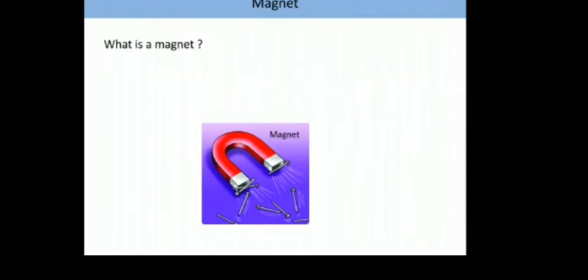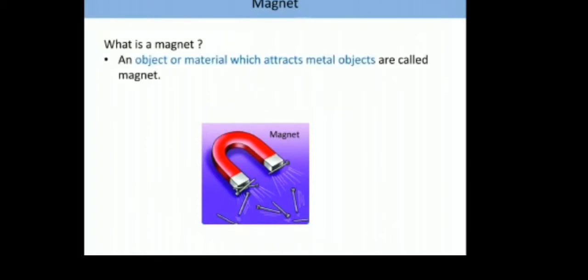First of all, it is very important to know what a magnet is. Like we can see here, this magnet is known as a horseshoe magnet, and it is an artificial magnet, a magnet designed by man for particular purposes. A magnet is nothing but an object or a material which attracts other metal objects, or many times another magnet also. If we bring two magnets together, they will attract.